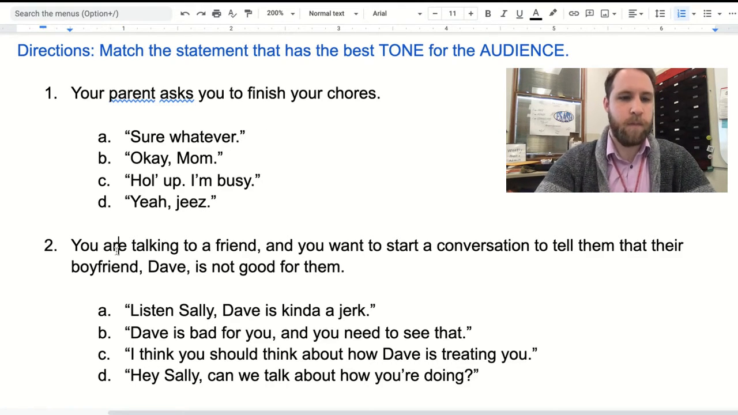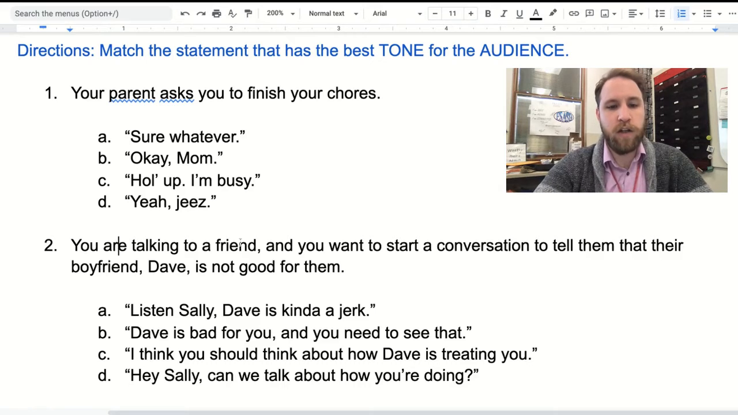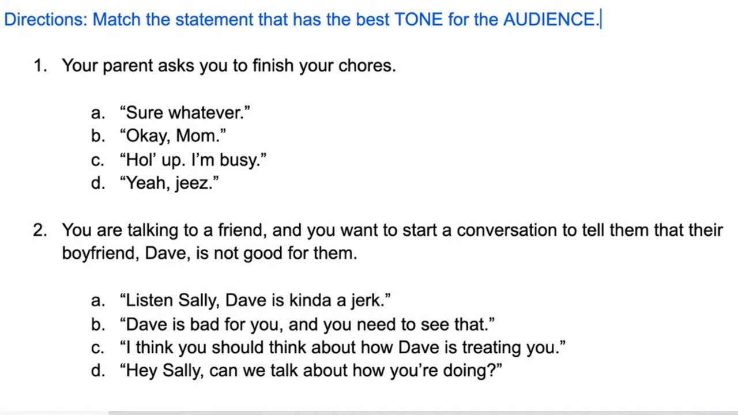And then this one, you are talking to a friend and you want to start a conversation to tell them that their boyfriend, Dave, is not good for them. Listen, Sally, Dave's kind of a jerk. Dave is bad for you and you need to see that. I think you should think about how Dave is treating you. Or, hey, Sally, can we talk about how you're doing? So these are 4 options for each of these. Take a few seconds and pick the one that you think is best.